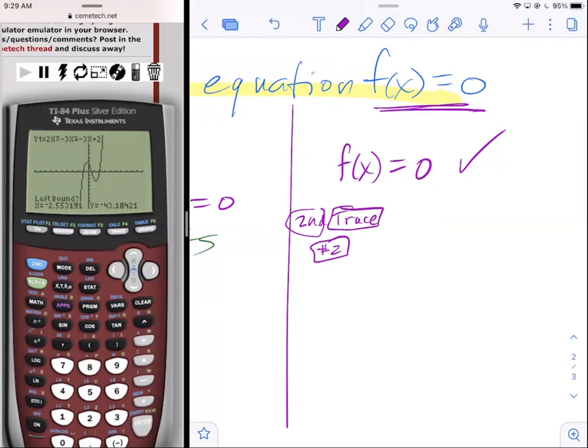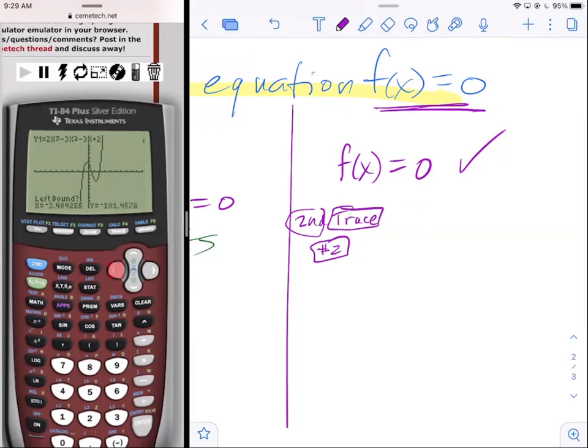It's going to ask you for a left bound, a right bound, and a guess. If we're trying to find this leftmost x-intercept, a left bound is going to be below the x-axis in this case, and a right bound is going to be above. Notice if you're trying to find the second x-intercept, though, the left bound would be above and the right bound would be below. You're basically trying to block off a piece of the graph where it crosses. So let's find the one on the far left.